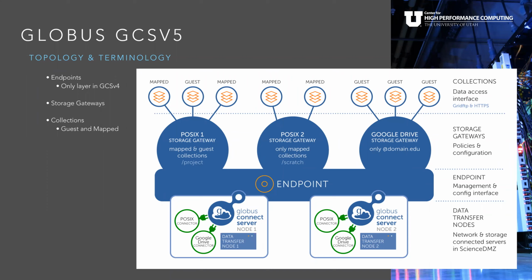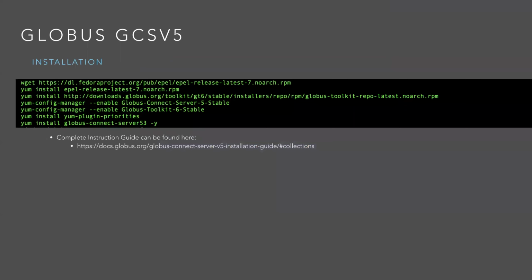And here's a nice little illustration that I got from the Globus website to give you an idea. Down at the bottom, you have your data transfer nodes, and the idea that the endpoint goes across them. I think it's probably future looking, that one day when clustering is available again. On top of that endpoint, you build storage gateways, and on top of those storage gateways, you have mapped collections of various types. Yeah, just good to know.